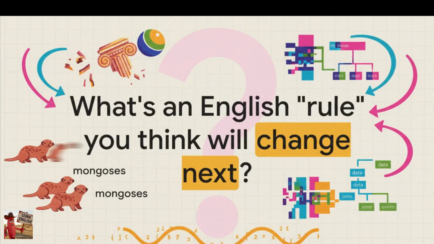So from mongooses to data, it's pretty clear that our rules for plurals are this wild mix of logic, history, and just pure chance. And since we know language is always changing, it really makes you wonder, what rule that we think is set in stone today is going to seem totally ancient in 100 years?